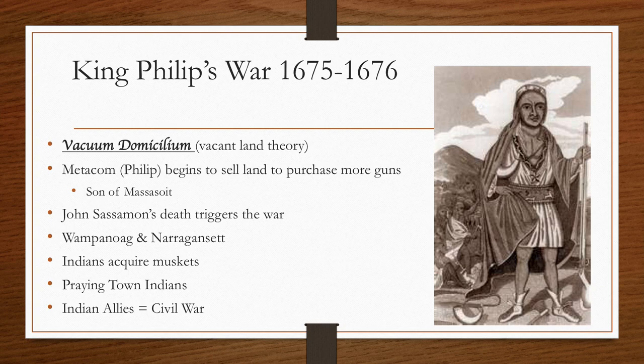A massive attack happens on Massachusetts in 1675. This is a massive war. 52 different villages are attacked, 12 of which are burnt to the ground. Several hundred of the colonists are killed. Many of them, thousands of them, begin running to Boston for help. They raise armies to go out. In the first year of the war, it's a disaster for the Puritans.